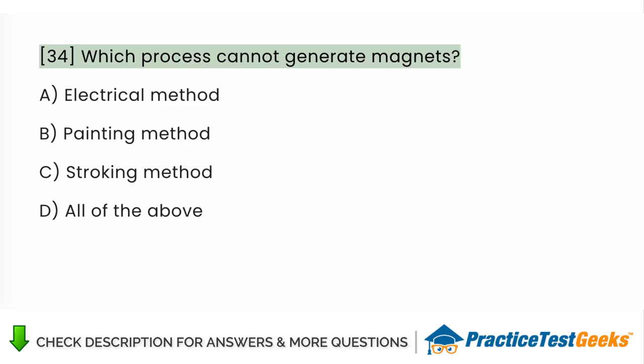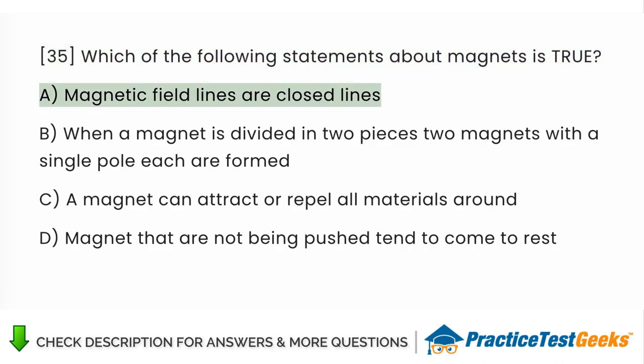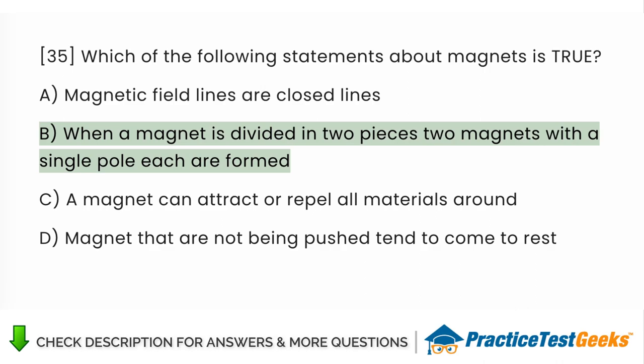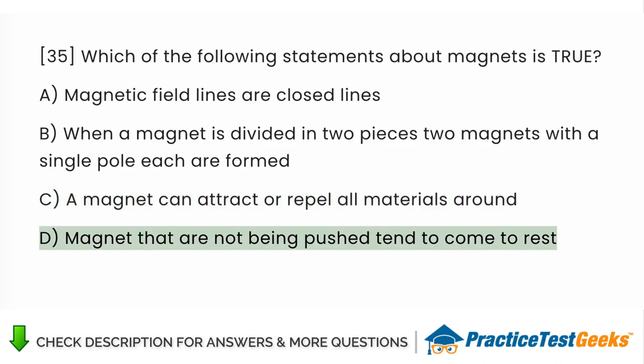Which process cannot generate magnets? A. Electrical method. B. Painting method. C. Stroking method. D. All of the above. Which of the following statements about magnets is true? A. Magnetic field lines are closed lines. B. When a magnet is divided in two pieces, two magnets with a single pole each are formed. C. A magnet can attract or repel all materials around. D. Magnets that are not being pushed tend to come to rest.